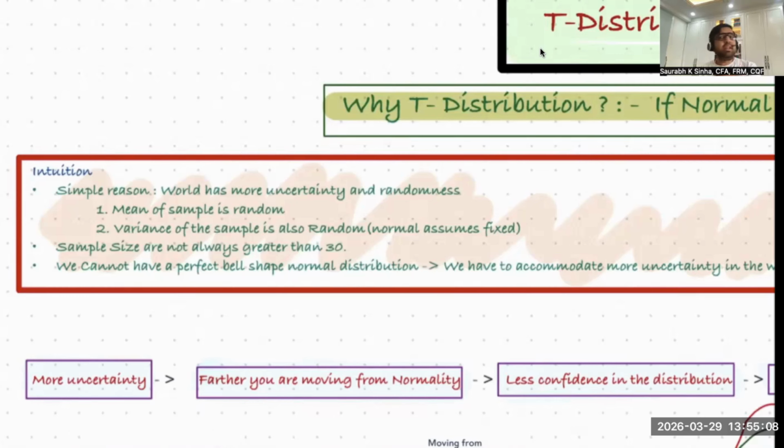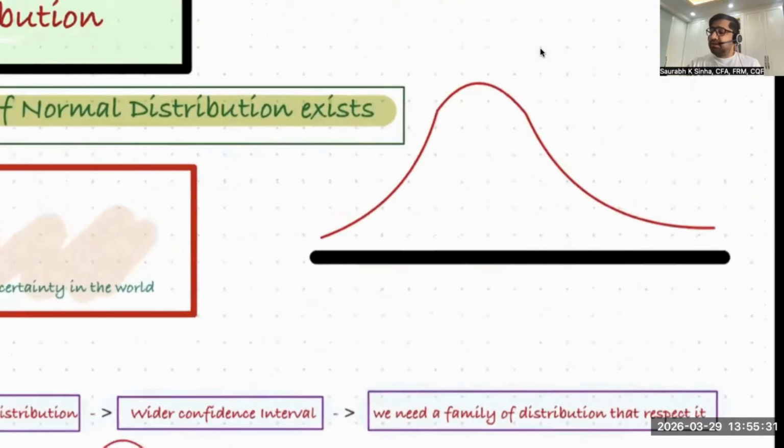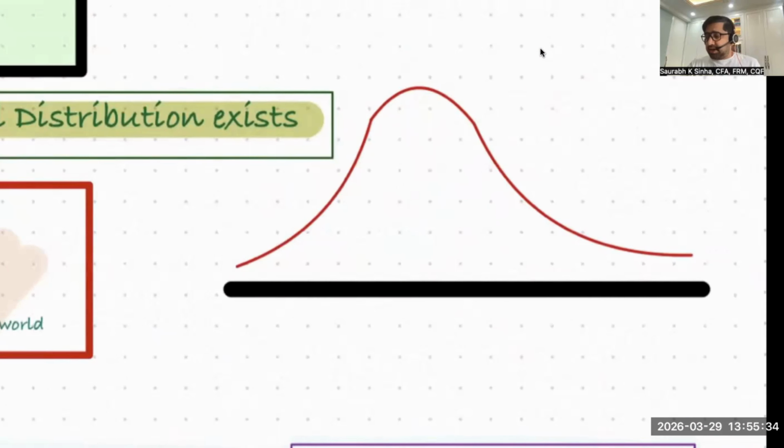Now we know that every time we don't have the luxury of a sample size greater than 30. So whenever the sample size is less than 30, what should we do? We should not say that we cannot use any distribution. We have to use a certain distribution, and that distribution is the t distribution, which has a similar bell curve shape to the normal distribution.